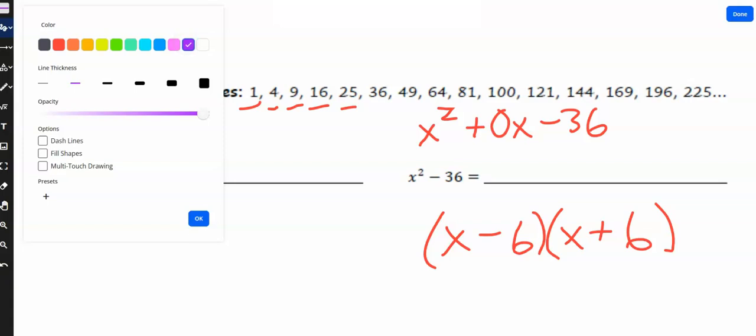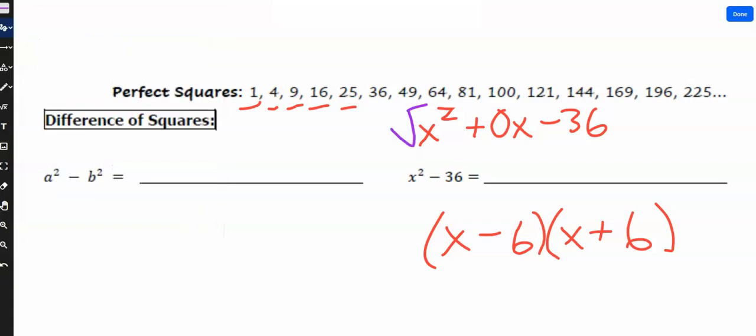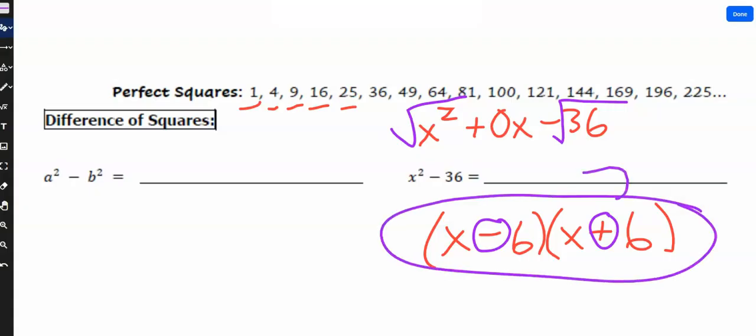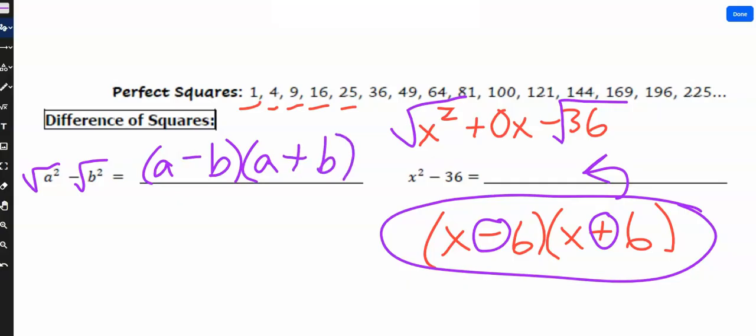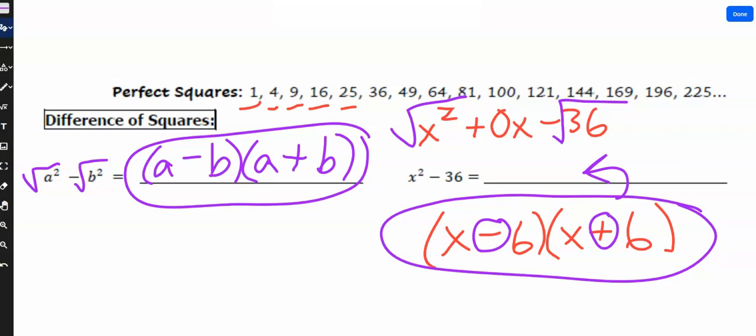Now, what is the moral of the story? If you took the square root of this one, and you took the square root of this one, and you made one a minus and one a plus, you have the answer. You have it factored. That's what I should have had right there on that line. So if you take the square root of this one and the square root of this one, that would be a, a, b, b, one's a plus, one's a minus. I am finished with the factoring. Differences of perfect squares are supposed to be easy.